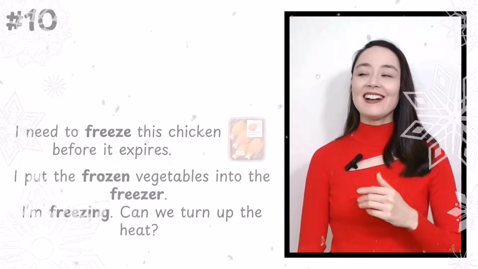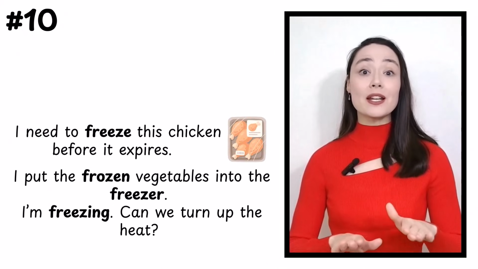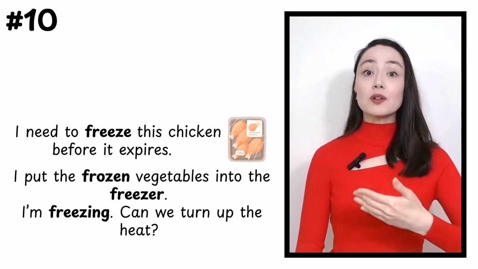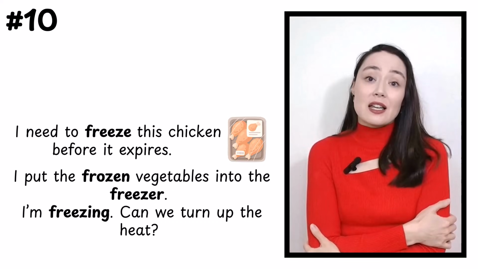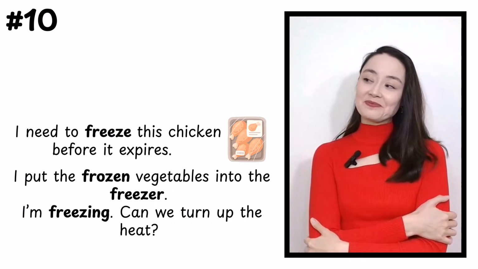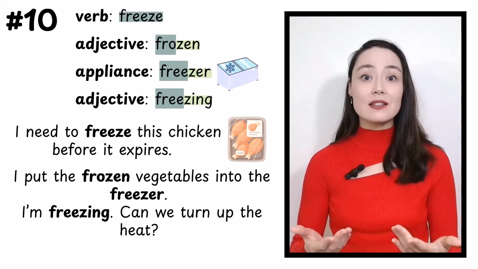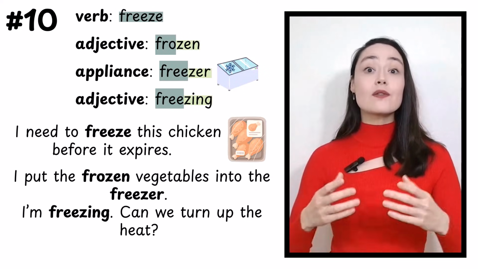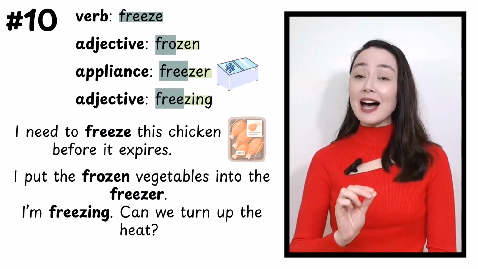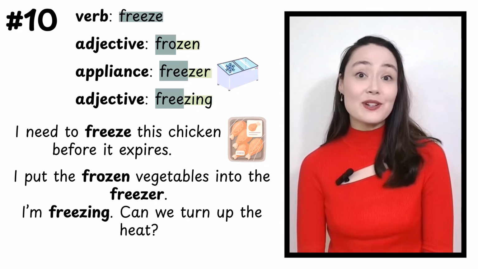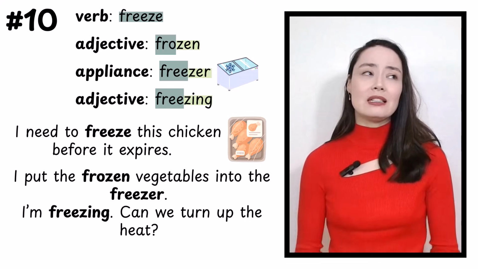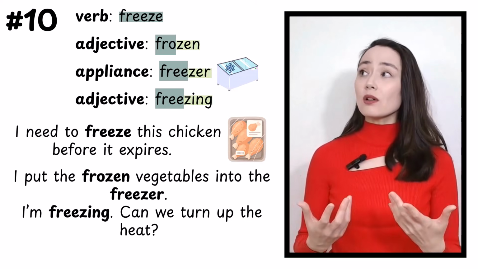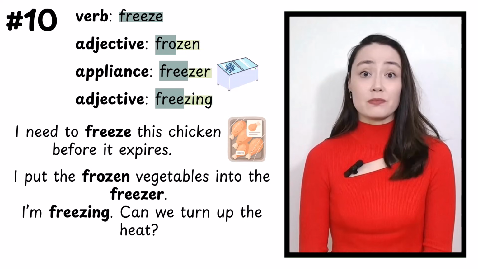This one is a fun one, I think. I need to freeze this chicken before it expires. I put the frozen vegetables into the freezer. I am freezing. Can we turn up the heat? The verb is freeze. The adjective is frozen. The appliance in your kitchen is a freezer. And we use freezing to describe temperature. I am freezing, or it's freezing in this room.